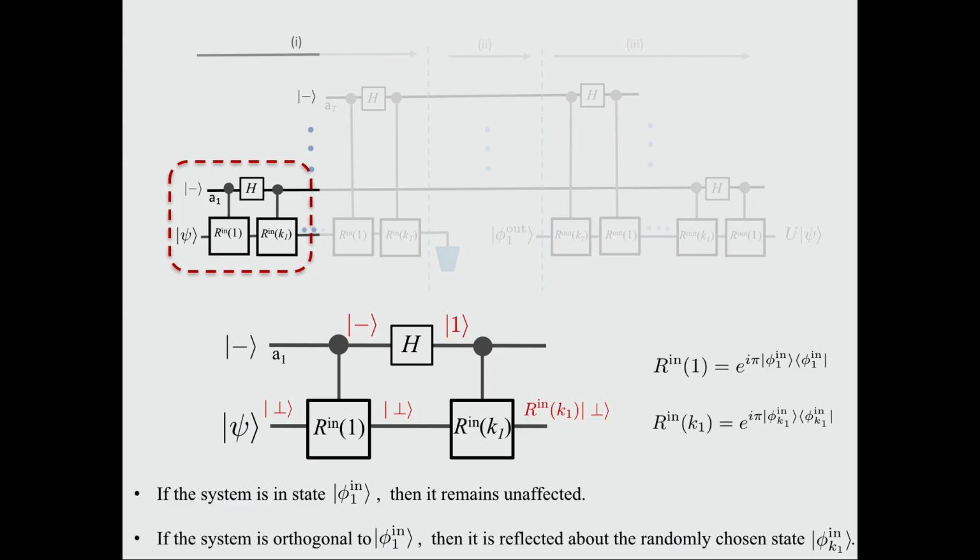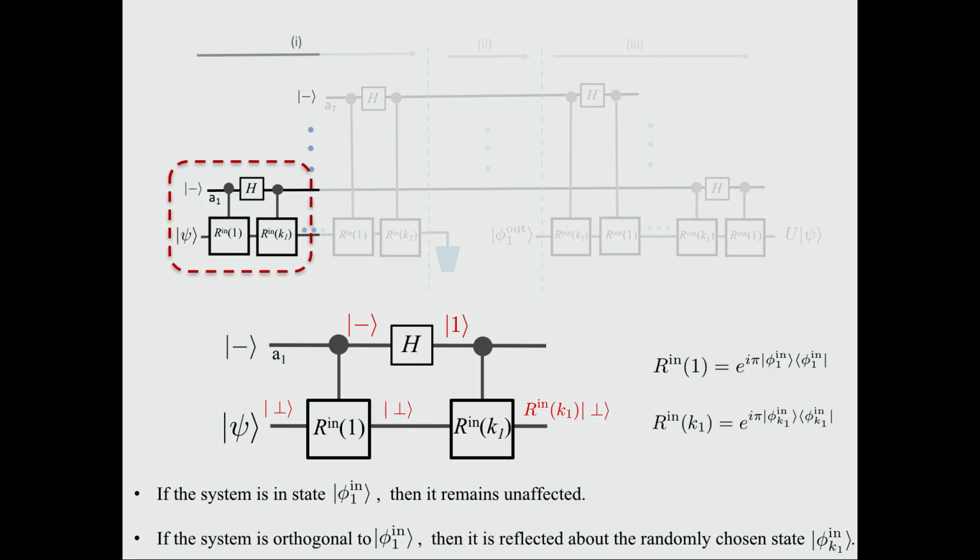On the other hand, suppose the system is now in a state which is orthogonal to phi 1 in. In this case, when it goes through the first reflection, nothing happens. The reflection acts like identity. And so a state minus remains minus. And after Hadamard, it becomes 1. And then in this case, you apply this control random reflection on the system.